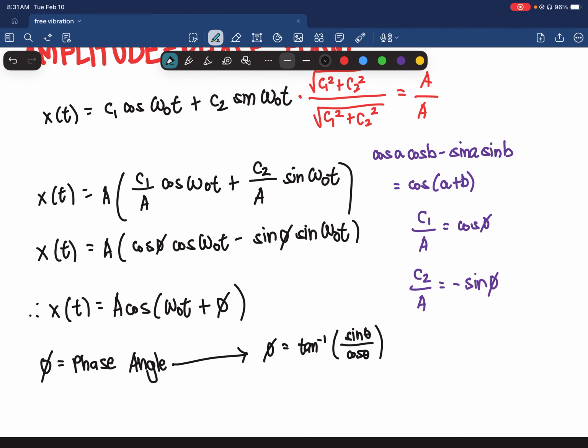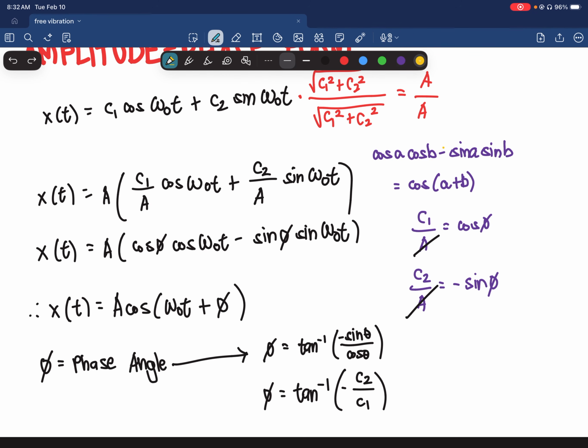And ito na yung ating equation dito. Nakasat na, so plug in na lang natin. But in this case, since theta over A is positive and the other is negative, it must be a negative sign. So phi is equal to inverse tangent of, makakansel na yung A, negative C2 over C1.